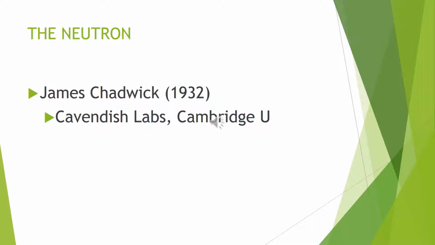Finally, our third subatomic particle, the neutron, was discovered by James Chadwick in 1932, quite a few years later. Again, though, in the same location, the Cavendish Labs at Cambridge University. So certainly Cambridge is a center of excellence for the physical sciences.